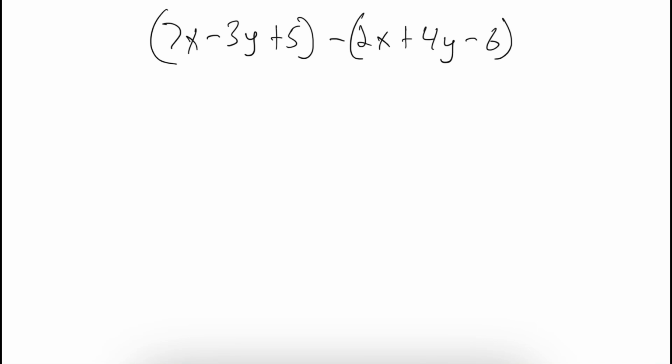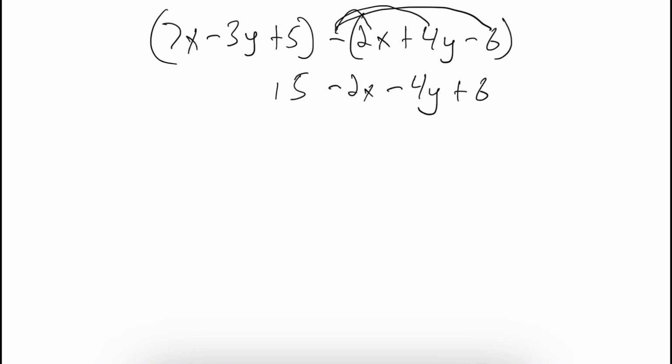Now we have 7x minus 3y plus 5 in parentheses minus 2x plus 4y minus 6. So our first step with subtraction problems is to get rid of our parentheses. So we're going to put negative 1 times each one of the figures in there. So we have negative 2x, negative 4y, plus 6.